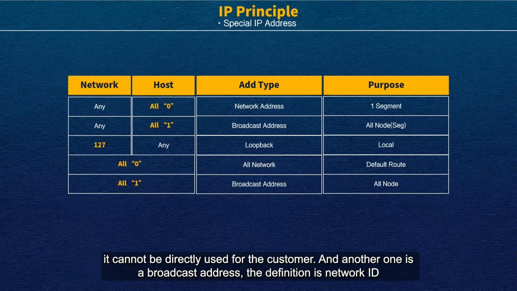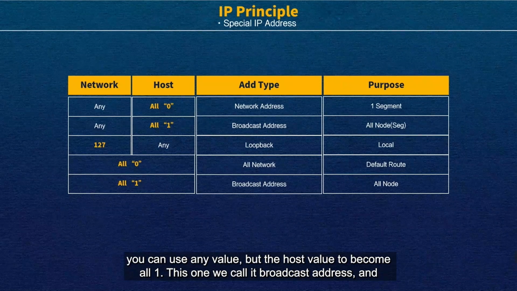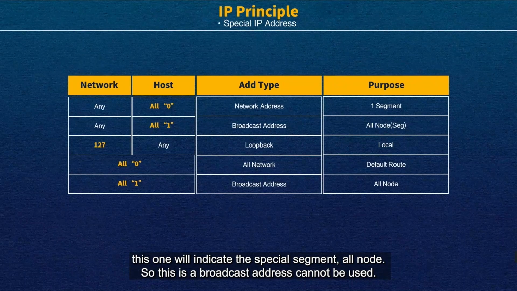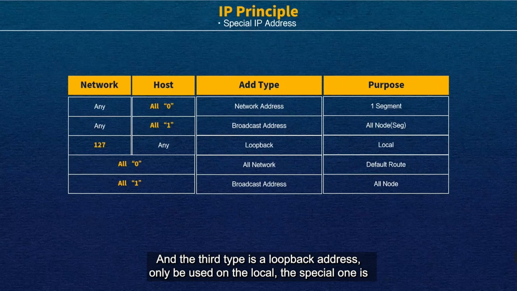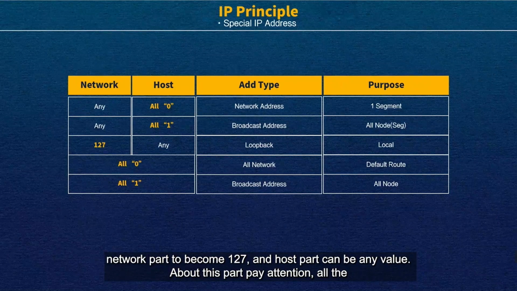And another one is the broadcast address. The definition is that the network ID can be any value, but the host part becomes all 1s. This one we call the broadcast address, and it indicates a special segment or node. So this is a broadcast address, which cannot be used. And the third type is the loopback address, which is only used locally. The special feature is the network part becomes 127, and the host can be any.